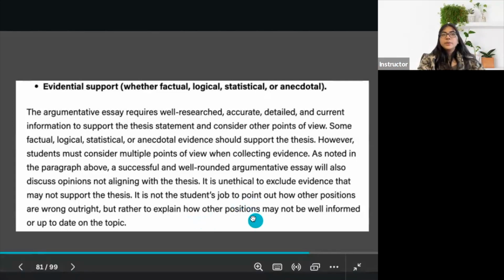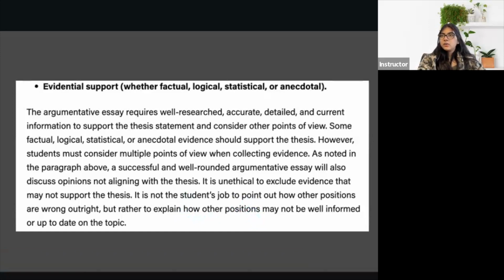Okay, and then when you are opposing other views, you're not going to go in depth on how the other opinion is just so terrible. You want to draw the emphasis on why your opinion is more well-informed. So you're not just dogging on another person's opinion.